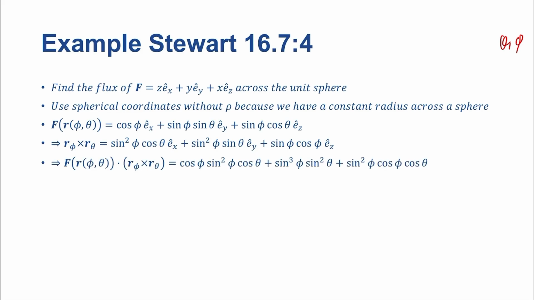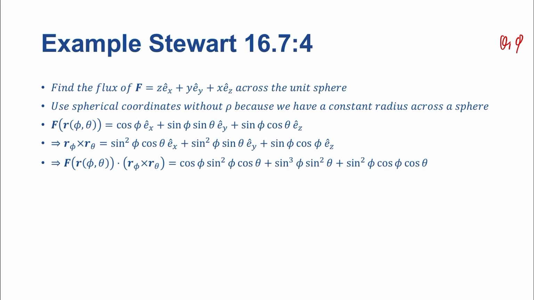Okay, so now I want to dot this with the vector field itself in the theta phi parameterization with r sub phi cross r sub theta. And I get cosine phi sine squared phi cosine theta plus sine cubed phi sine squared theta plus sine squared phi cosine theta. Okay, so I hope this all made sense as well.